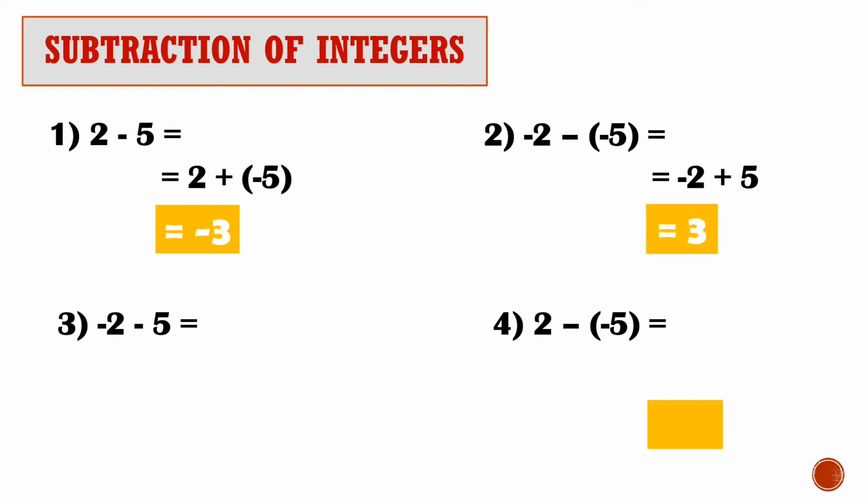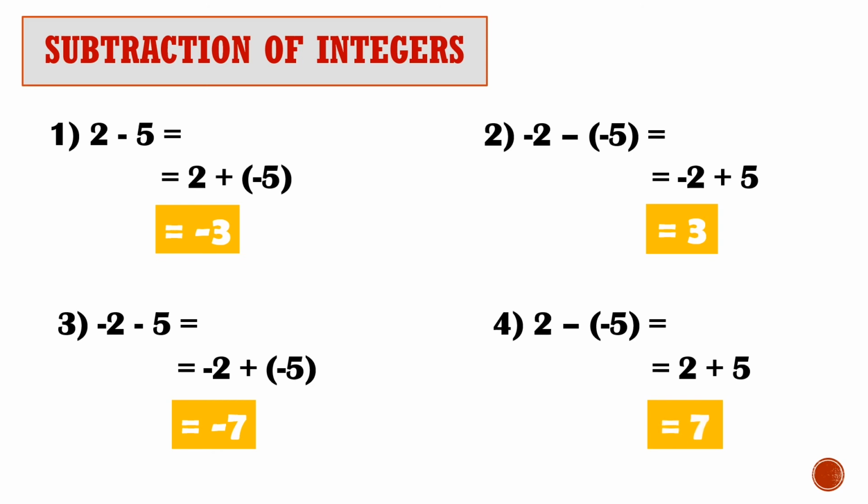Next, 3. We have negative 2 minus positive 5. Change the sign of positive 5, magiging negative 5, then proceed to addition. Now, same sign na, i-add natin silang dalawa, then affix the common sign. Okay? So, the answer is negative 7. How about 4? 2 minus negative 5. Negative 5 gagawing positive, then proceed to addition. Positive 2 plus positive 5, parehas ang sign, positive, so the answer is positive 7.